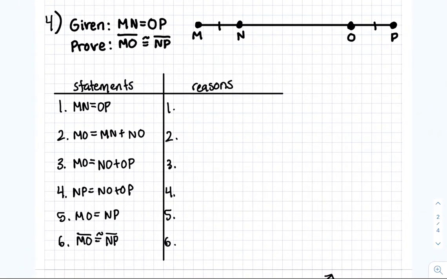Alright, number 4. So, first, we have our given statement. MN is congruent to OP. If you guys did not know, that's what these tally marks look like. Those mean equal to or congruent. So MN is the same length as OP.